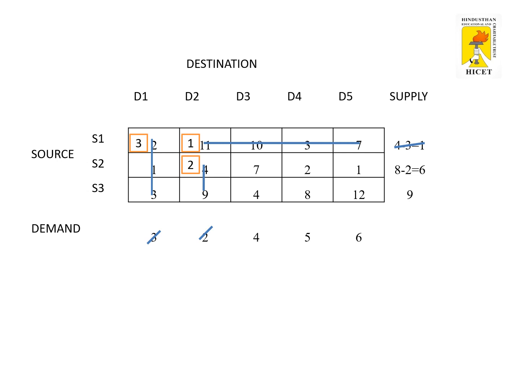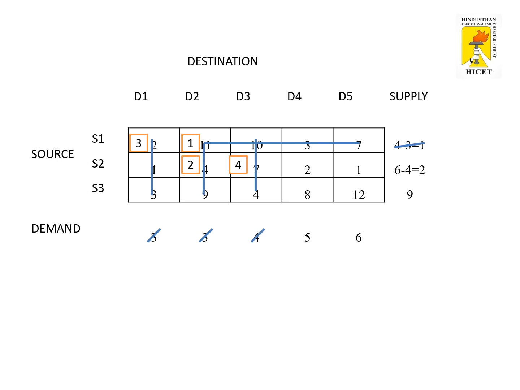From the remaining table, the northwest corner cell is S2, D2. The minimum among the supply from source S2, that is 8, and demand for column D2, that is 2. So allocate 2 to the cell S2, D2. The demand for the column D2 is completed, so cancel the column, and the remaining supply from the source S2 is 8 minus 2 equal to 6.